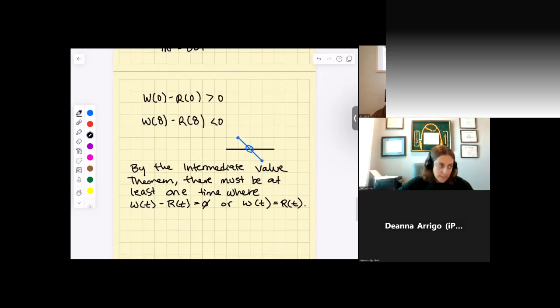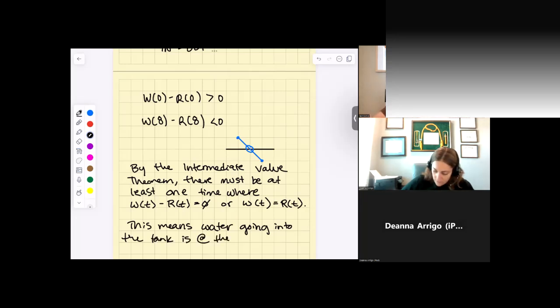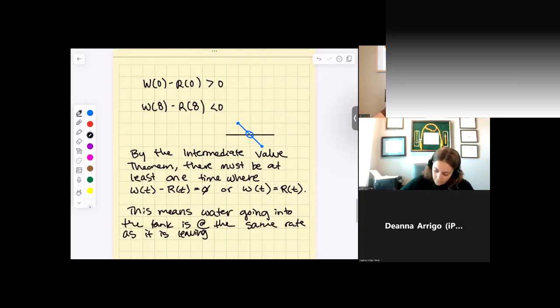Or you could put it in words. You could literally say, this means water going into the tank is at the same rate as it is leaving at some specific time within this interval.